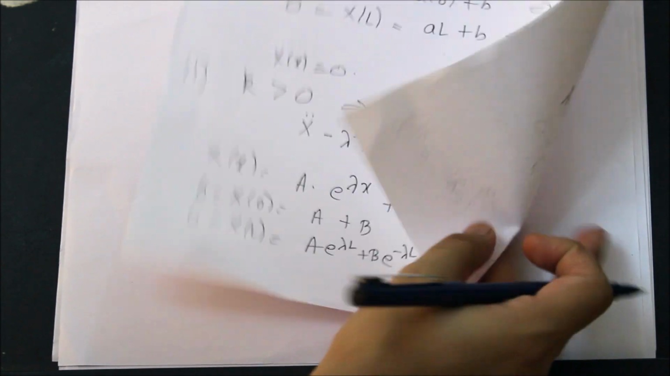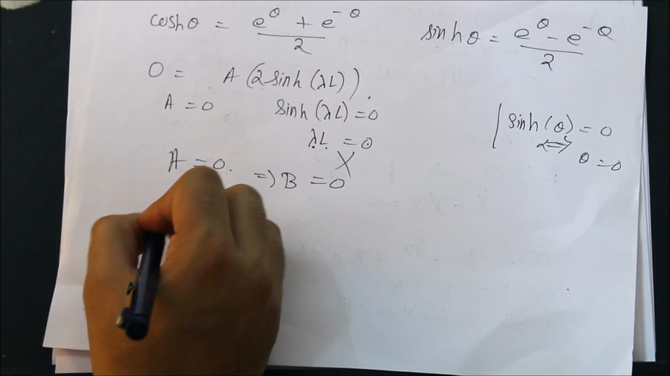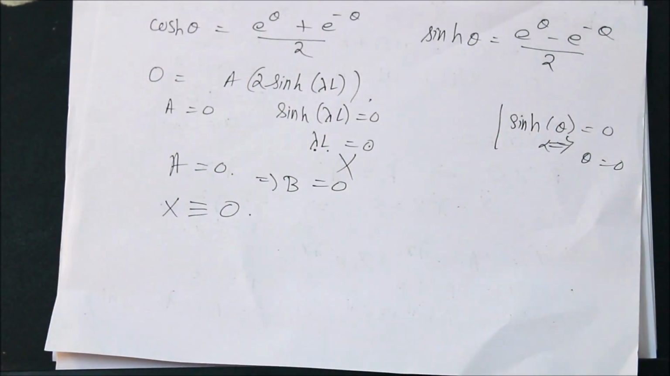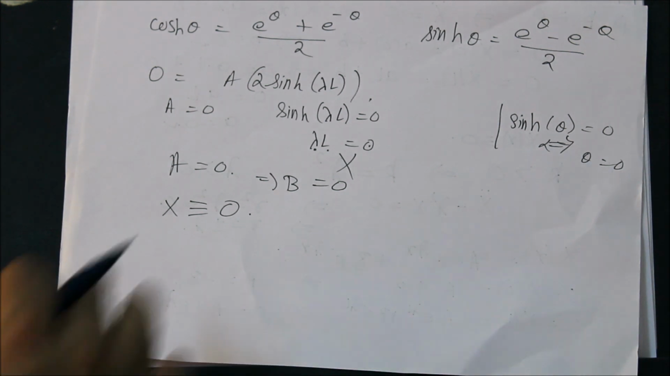But what is my b? My b is nothing but minus a. So if my a is 0, this implies what? My b is also 0, and therefore my x is again identically 0. And again I get a trivial solution. So again my k greater than 0 is not possible. So k equal to 0, k greater than 0, both cases are not possible.